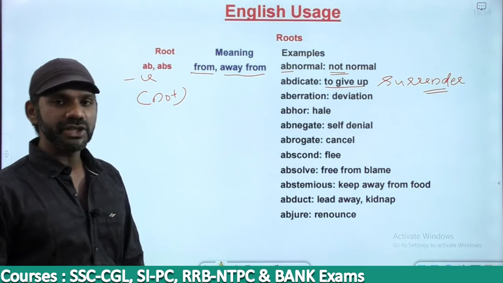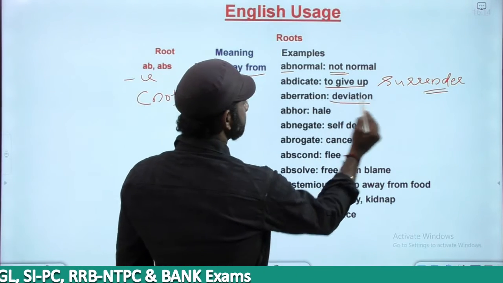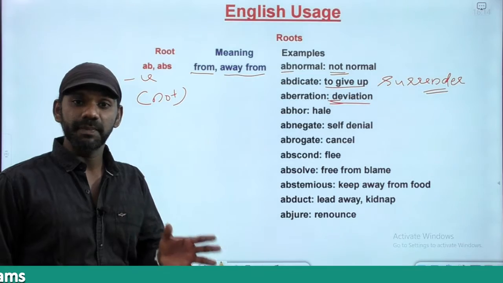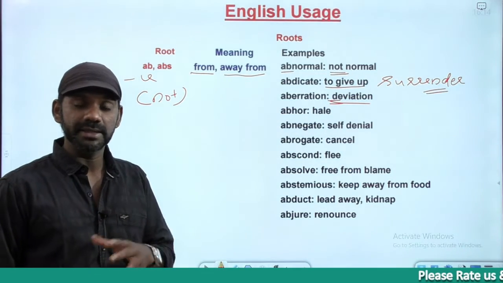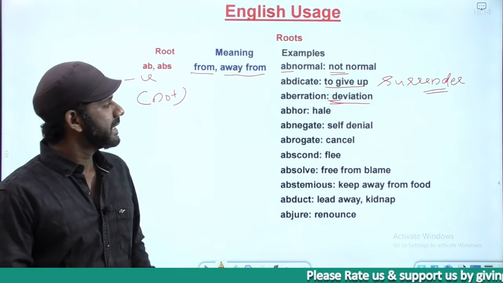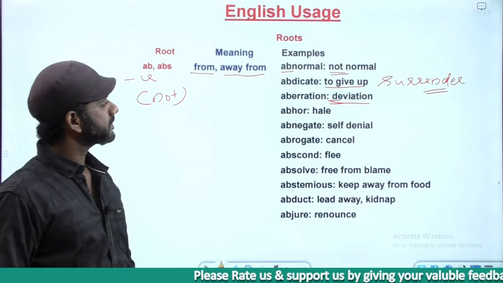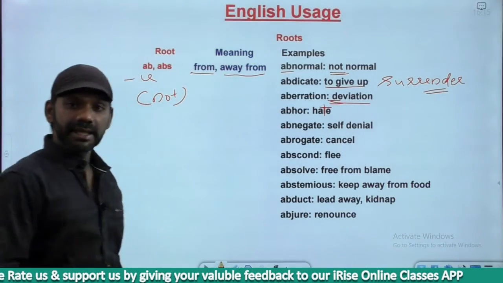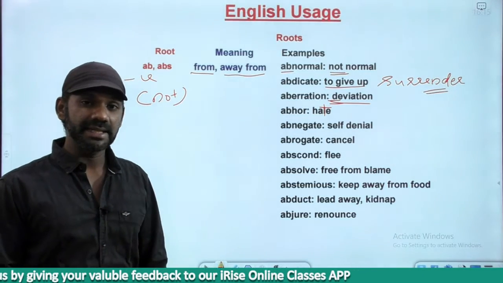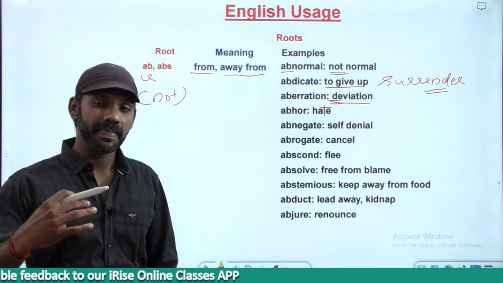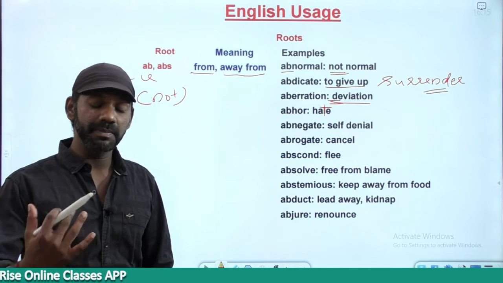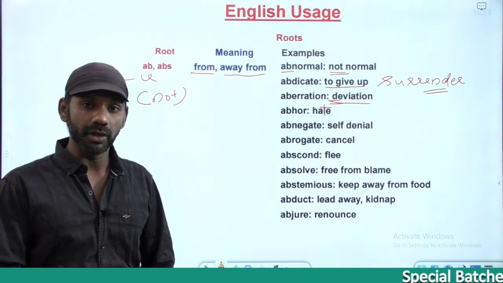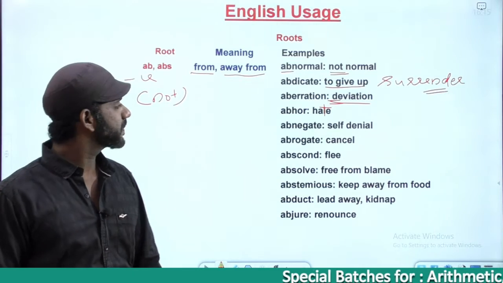Abdicate. Aberration. Aberration means deviation. DE is a negative prefix. Deviation in the sense away from the right path. Going away from the right path is like deviating, deviation. Right? Deviation is a noun because it's an ION word. Abhor means to hate, right? Hate like dislike, contempt, dislike and all. Hating someone, it means away from being admired by someone, away from possessing admiration towards something, towards someone or something. That is abhor, like hate, dislike, contempt and all.